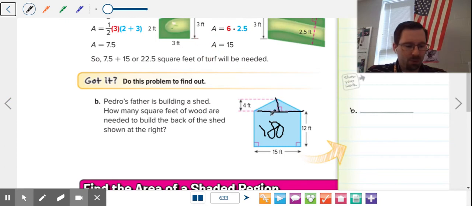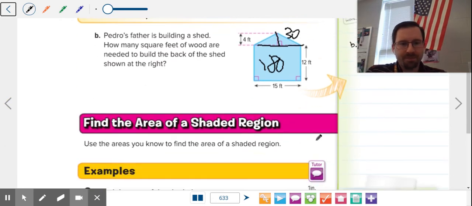The height's pretty easy. It's 4, so you do half times 4, which is 2, times the base, which is 15. So that's 30. 30 for the triangle, 180 for the rectangle, 210 feet squared altogether.